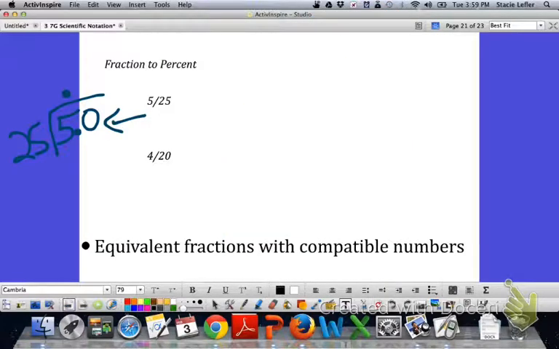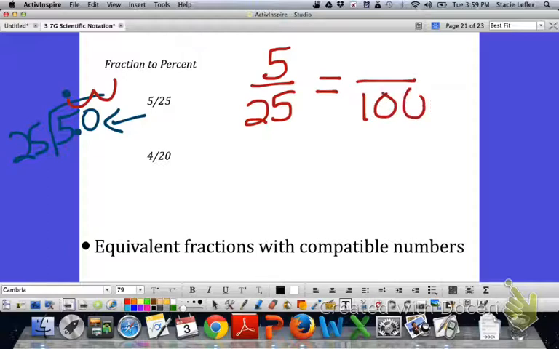Now one way to change a fraction into a percent would be to divide the numerator by the denominator and then to move your decimal over 2 places. Multiplying by 100 is the same thing as moving the decimal to the right twice. I'm going to show you another method that works if you have compatible numbers. So instead of having it out of 25, I want it to be out of 100. Then I know it's a percent.